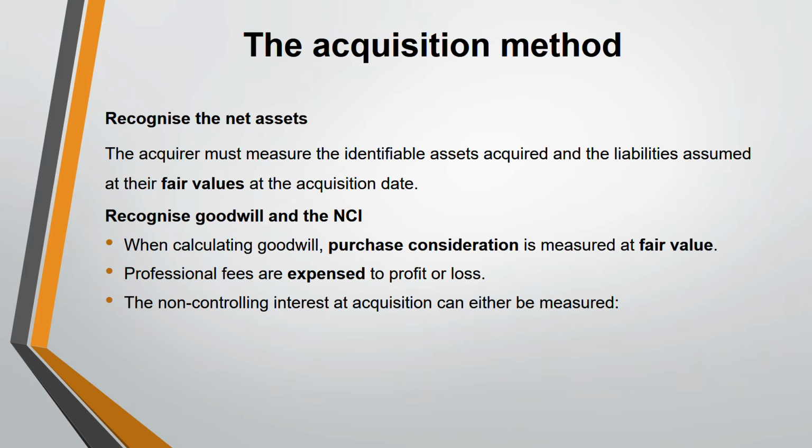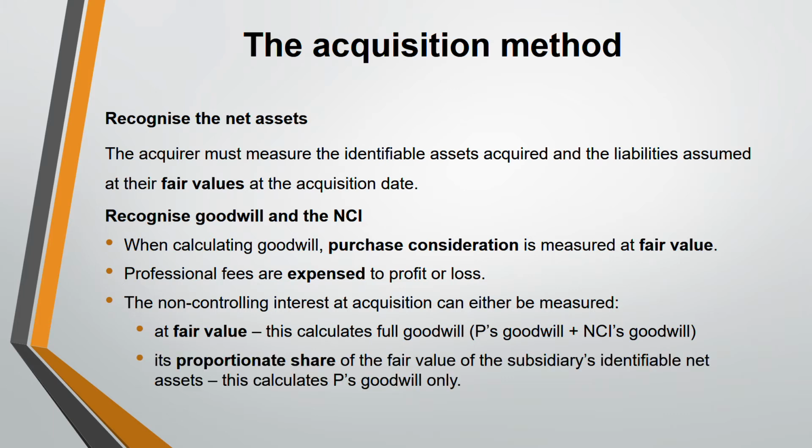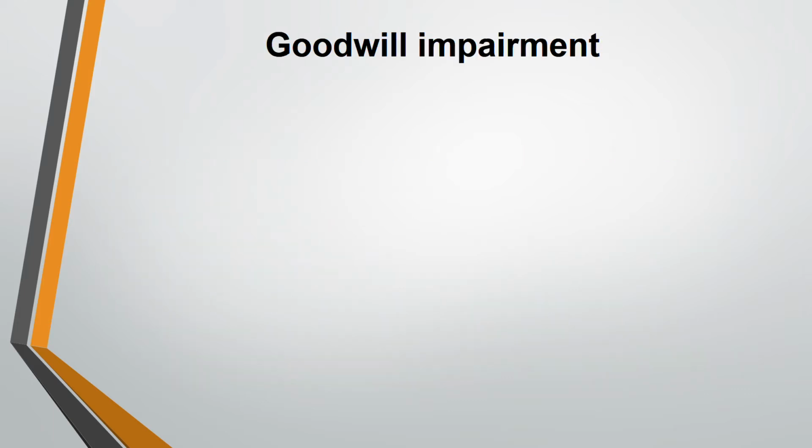NCI can be measured in 2 ways. Either at fair value, or at the proportionate share, the proportionate method. Fair value is also known as the full goodwill method. That means it includes the goodwill of the parent and also the NCI. Okay, and proportionate share of the fair value of the subsidiary's net assets means only the parent's goodwill is there. Okay, that is known as the partial goodwill method. Now, goodwill impairment. So, we calculated goodwill just now when we acquired a business combination. So, we have to impair it also.